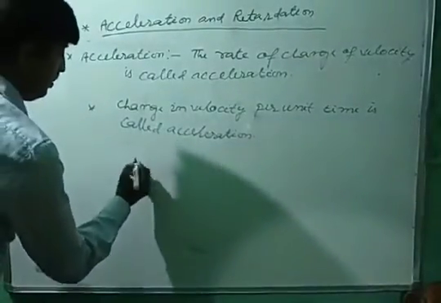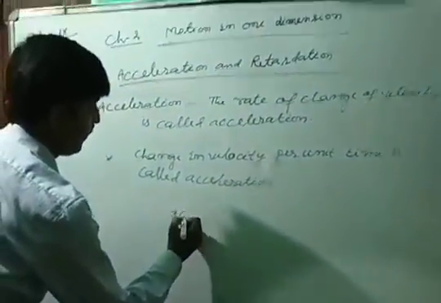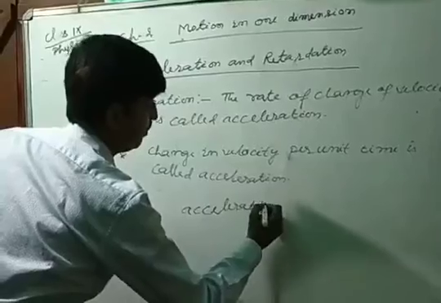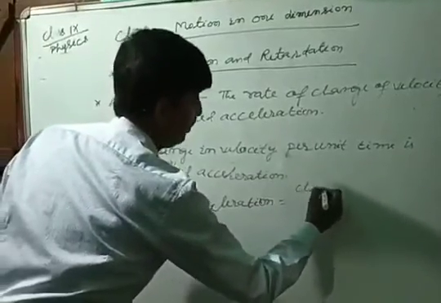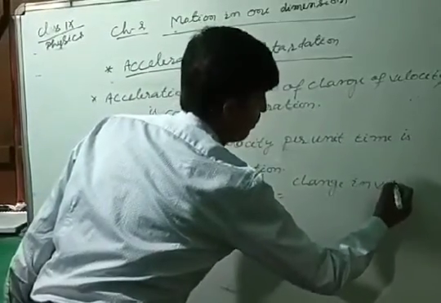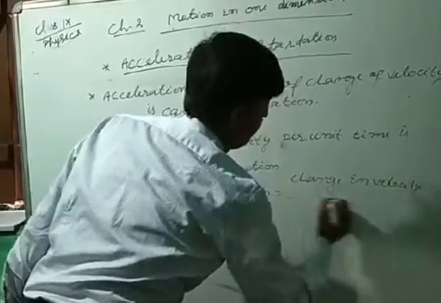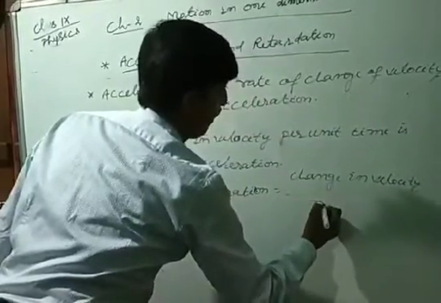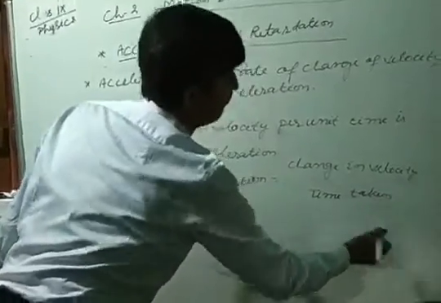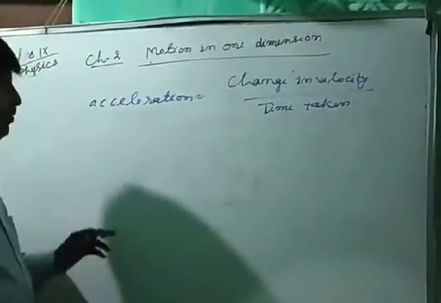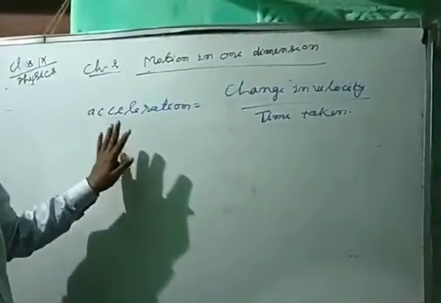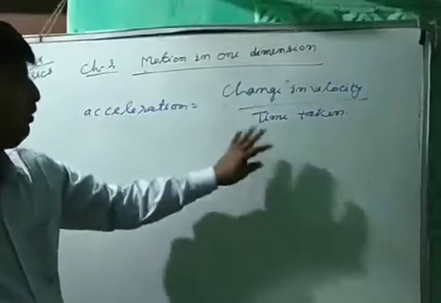So the formula of acceleration is change in velocity by time taken. Since acceleration is the rate of change of velocity, the formula of acceleration is change in velocity by time taken.